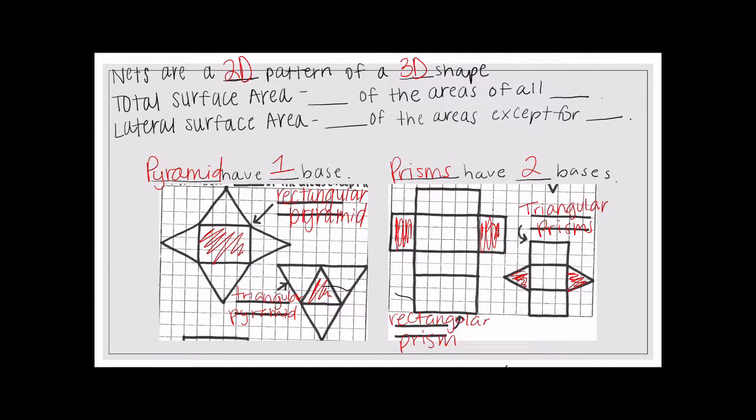Okay. So now that we know how to identify our shapes, we're also going to look at what type of surface area you will be finding. So you have total and you have lateral. Total surface area, you find the sum of the areas of all sides. So all sides, you look at your picture. For lateral, we are going to find the sum of the areas except for our bases. Okay, and that'll make a little more sense once we actually start looking at examples, which is next.